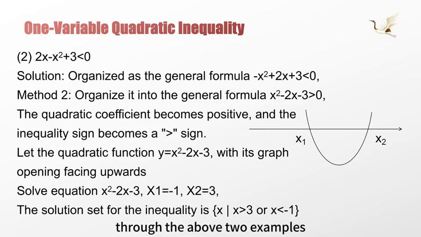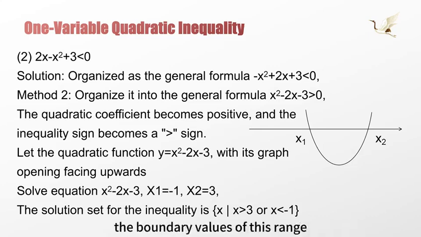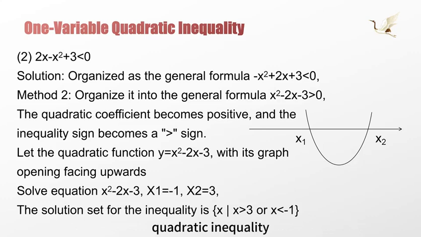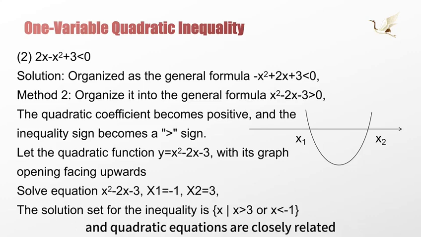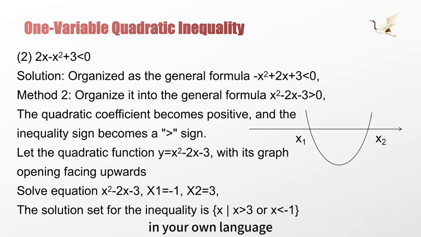Through the above two examples and the previously cited examples, we find that quadratic functions and quadratic equations play a crucial role in solving quadratic inequalities. To be precise, we observe the range of x values in the graph of a quadratic function, and then use a univariate quadratic equation to solve for the boundary values of this range, thus completing the solution of the univariate quadratic inequality. It can be seen that quadratic functions, quadratic inequalities, and quadratic equations are closely related. Can you describe the relationship between these three in your own language?